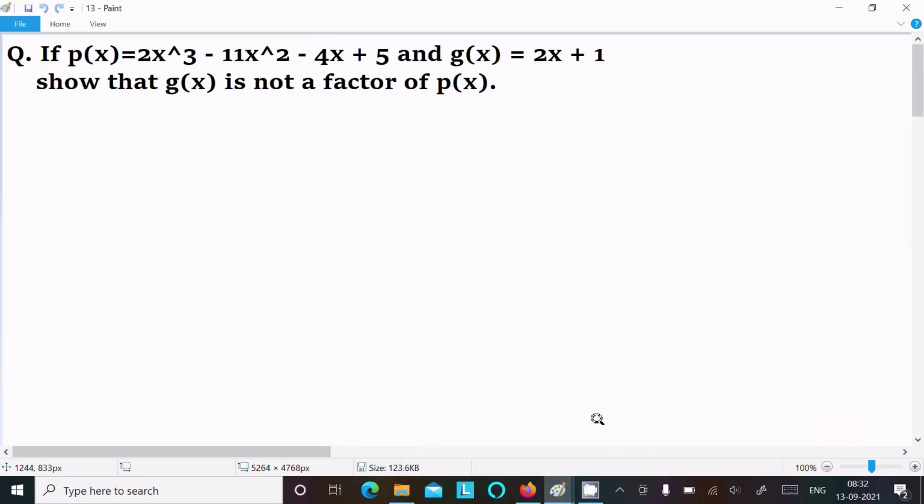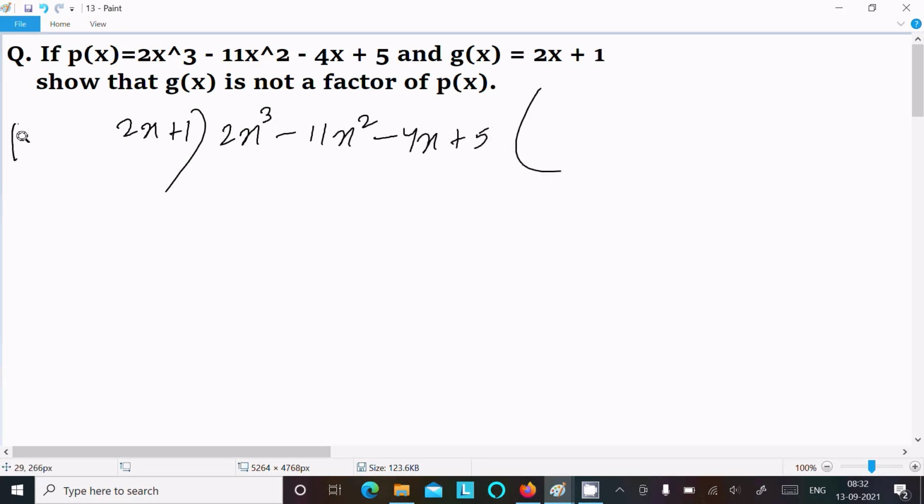Let's see another way. So the next way, here 2x + 1 and here 2x³ − 11x² − 4x + 5. Here I'm going to find out the remainder. If the remainder is equal to 0, then that is a factor. If not, then that is not a factor. So this is the second way.